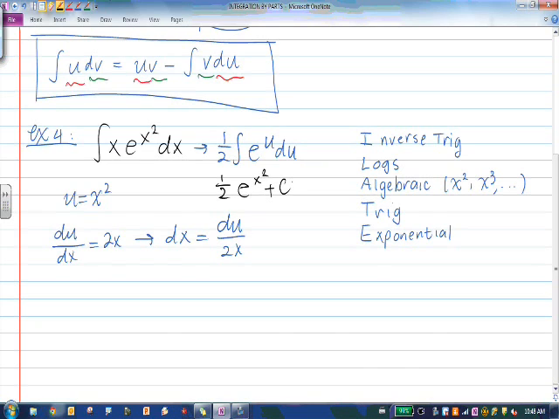So the moral of the story is, not everything is integration by parts. You always want to start with u substitution first.